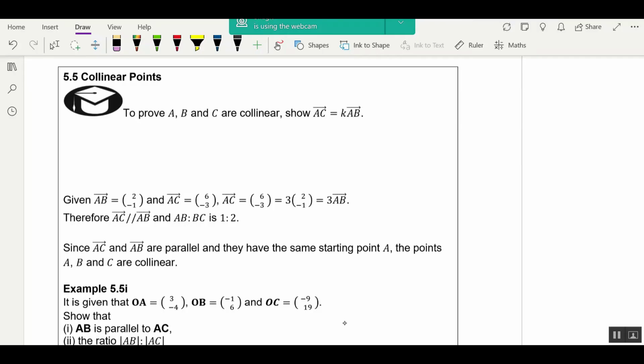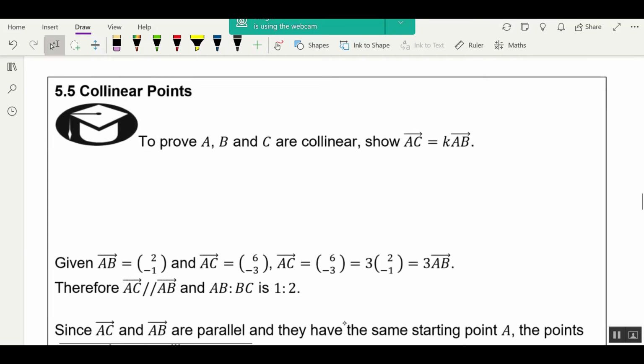Hi students, this next fourth part of the videos on vectors is about collinear points. Many students also struggle to answer questions about collinear. So let's dive in.